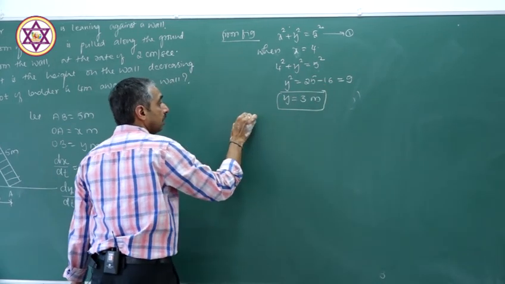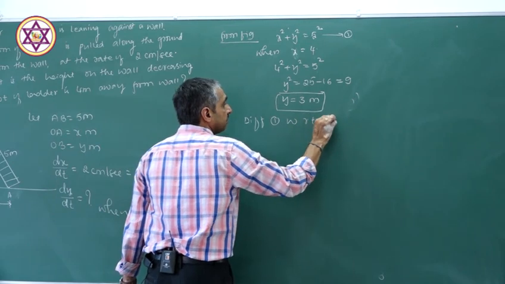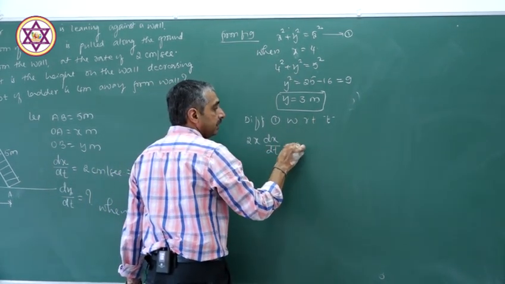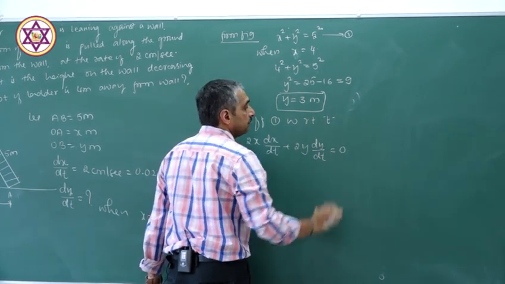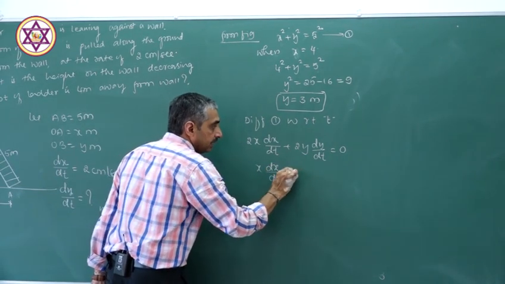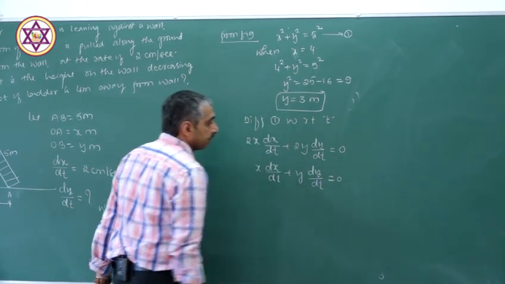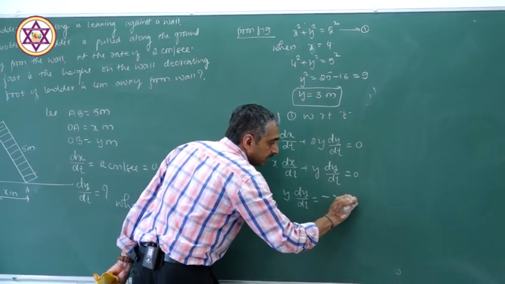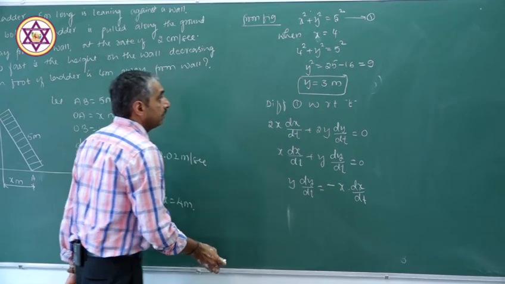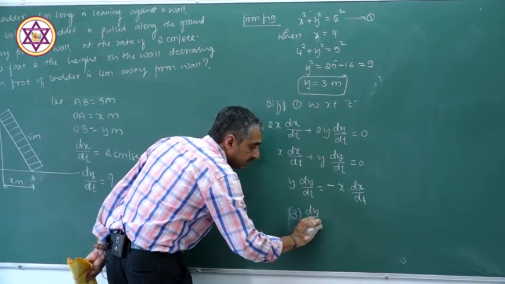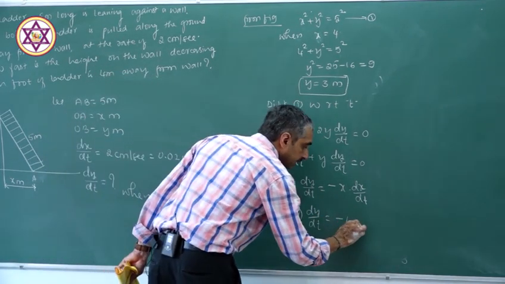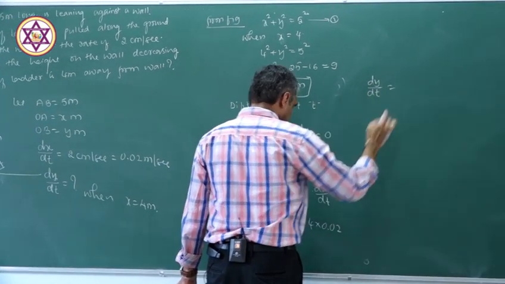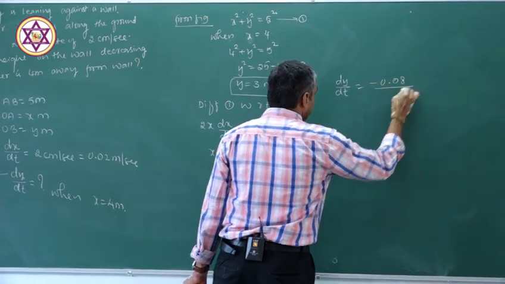Once you determine y, now go for differentiating equation 1 with respect to the variable t, that is 2x into dx by dt plus 2y into dy by dt, which is equal to 0, or you can write x into dx by dt plus y into dy by dt equals 0. Since we want dy by dt, y into dy by dt is equal to minus x into dx by dt. What is y here? Y is 3, already obtained, into dy by dt, an unknown, equals minus x, what is x here? 4, into dx by dt, which is 0.02. So finally dy by dt is equal to minus 0.08 divided by 3, correct?